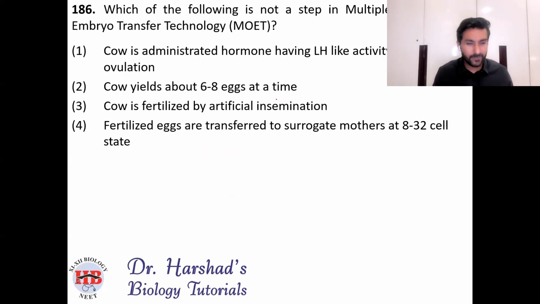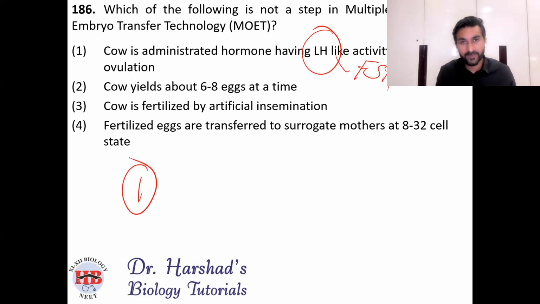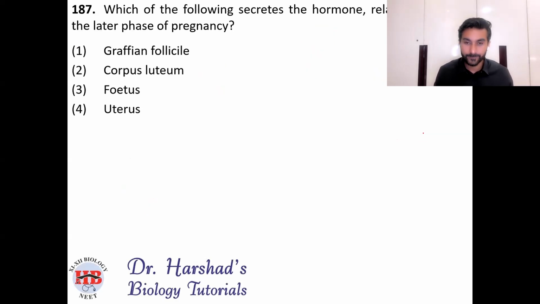Which of the following is not a step in multiple ovulation and embryo transfer technology? The first statement is that the cow is administered a hormone having LH-like activity. Here is your incorrect statement, because the cow is administered a hormone having FSH type of activity. So that's your incorrect statement. Your first statement itself is the answer for you. That is option number 1. The other statements about 6 to 8 eggs, artificial insemination, and 8 to 32 cell stage are correct. They have told you to find out the incorrect statement. Option number 1 is the answer.